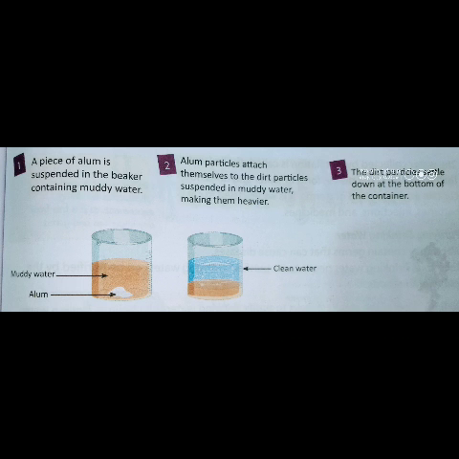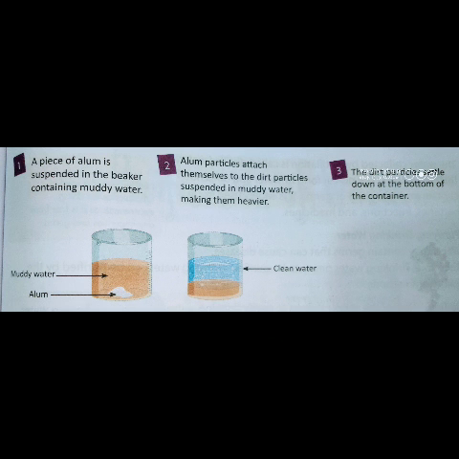Next, what is loading? The rate of sedimentation can be improved by adding special chemicals such as alum. What is the use of alum? Alum is used to improve the sedimentation. This process is called loading.